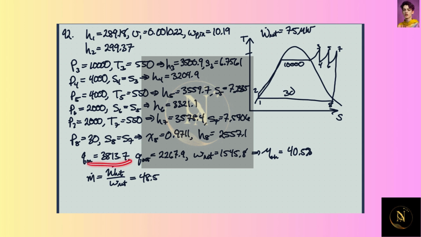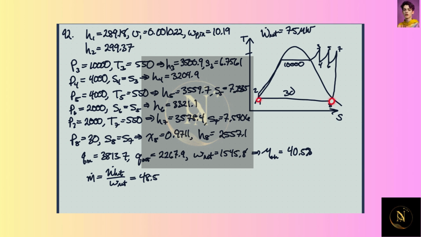So the heat transfer in is H3 minus H2 plus H5 minus H4 plus H7 minus H6. All of these parts right here are where we have heating. Adding that all up, we get 3,814 kilojoules per kilogram.